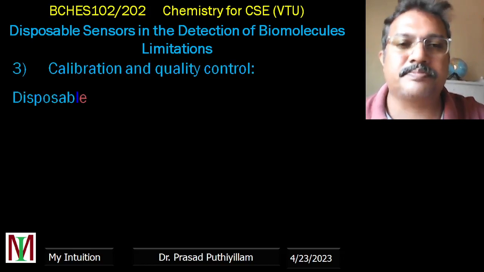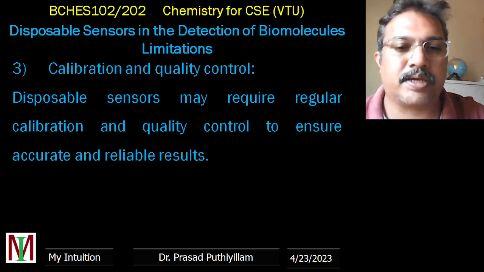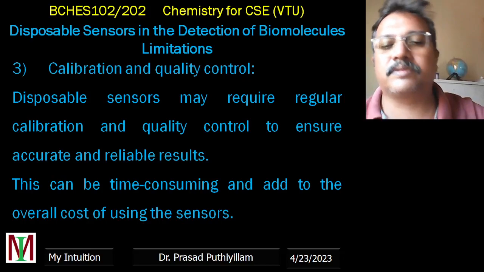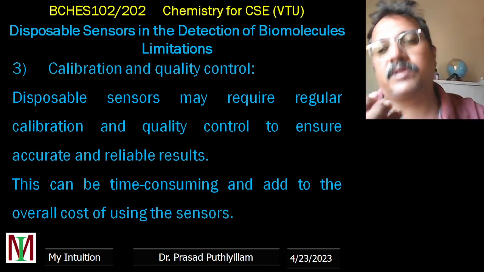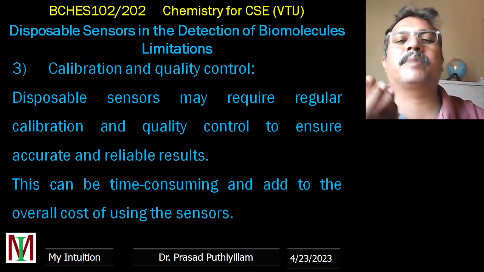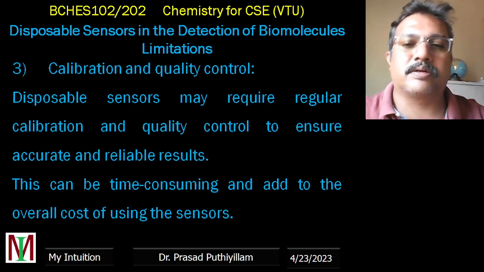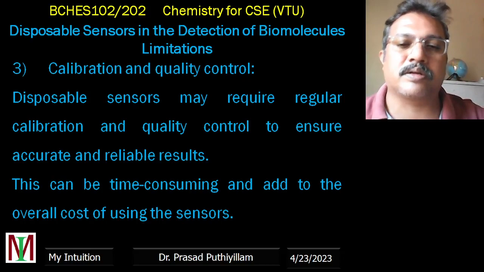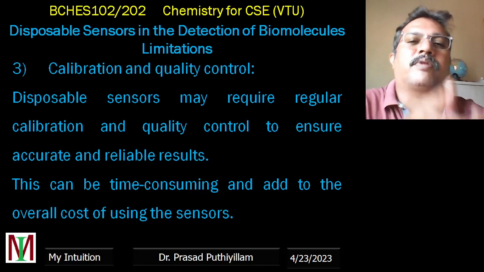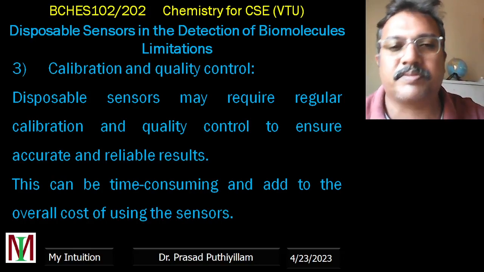Calibration and quality control. It may require regular calibration and quality control to ensure the accuracy and reliability of the result. That is time consuming, because if I am not using a disposable sensor for a longer time, then we may have to give it back for quality control to check whether it gives the proper result or not. Once they check, if I use it immediately, that is okay. If I keep it for a little bit longer time, then it may give a false result also.